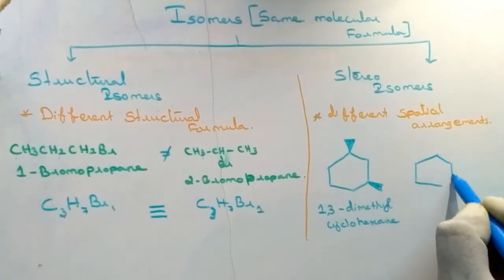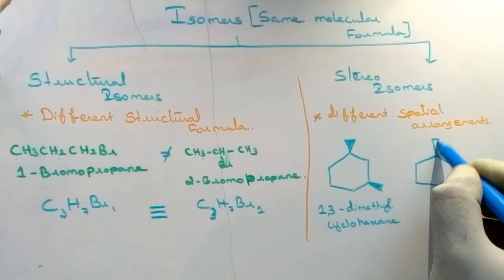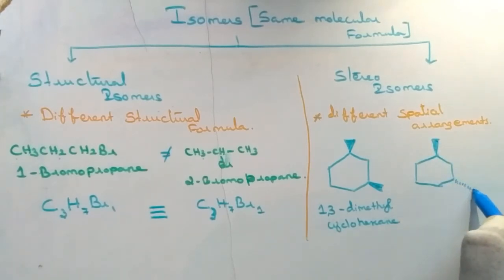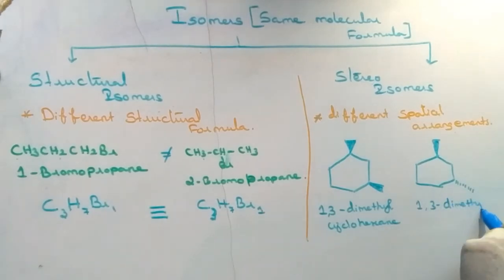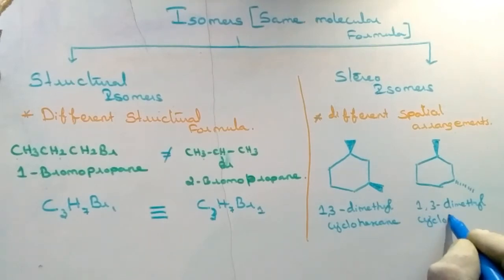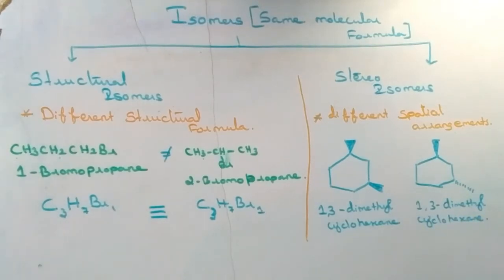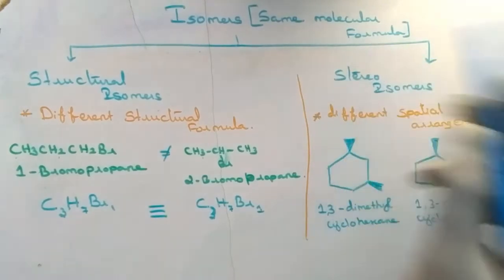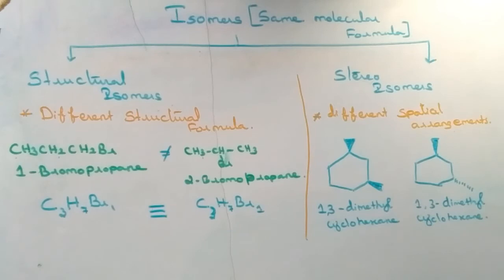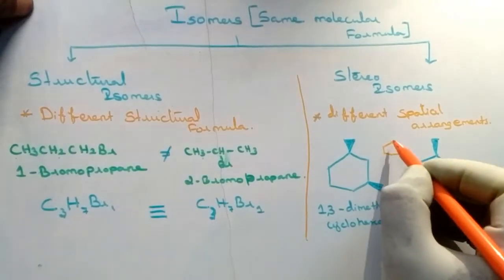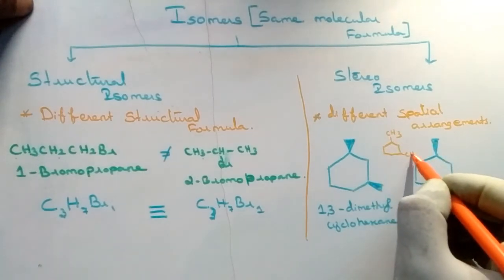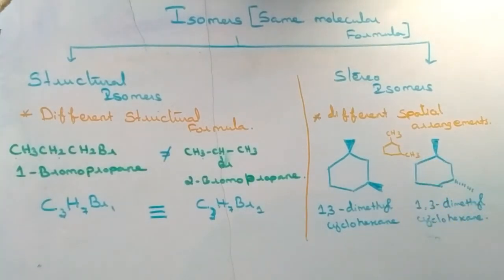Next I am going to write the same 1,3-dimethyl cyclohexane again. This is also 1,3-dimethyl cyclohexane. So stereoisomers are compounds that have the same molecular formula but different spatial arrangements. This compound can be written simply like this: CH3, CH3. Then what is the difference between that orange color structure and those blue color structures?